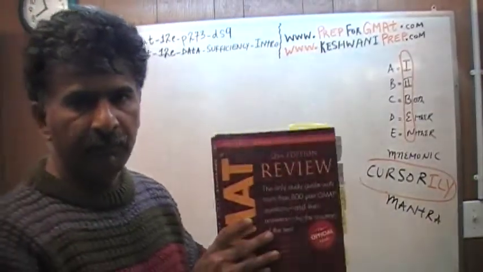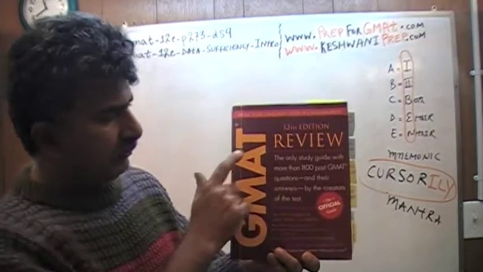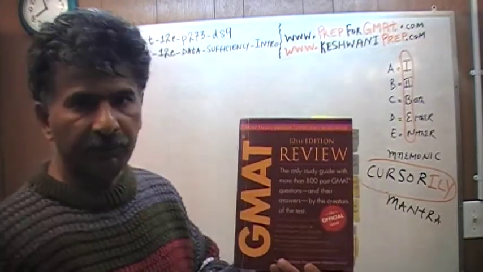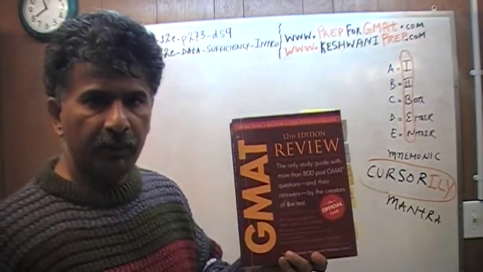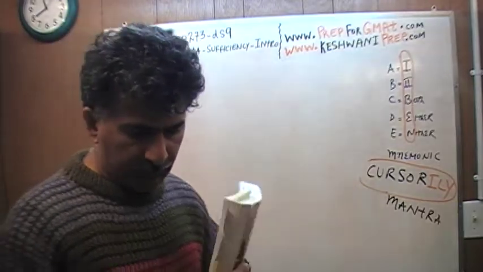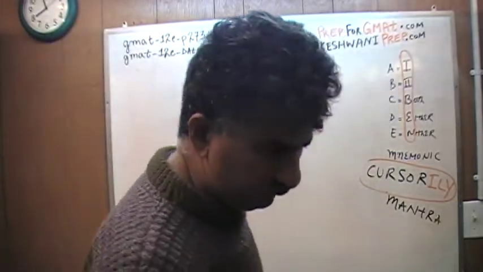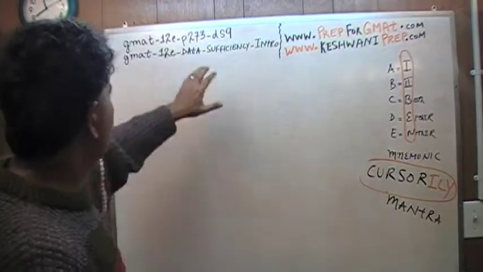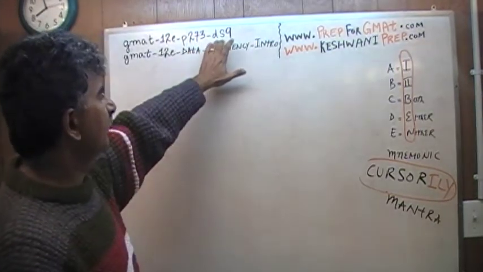I have been solving data sufficiency problems out of this book here, GMAT Review, the official guide, the 12th edition. If you do not own this book already, purchase one immediately. The problem that I'm about to solve is the one that you're going to find on page number 273, data sufficiency question number 9.